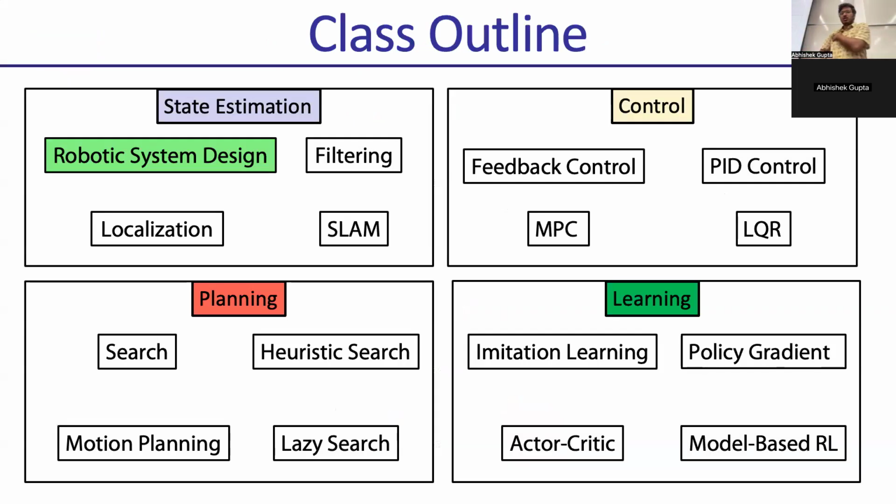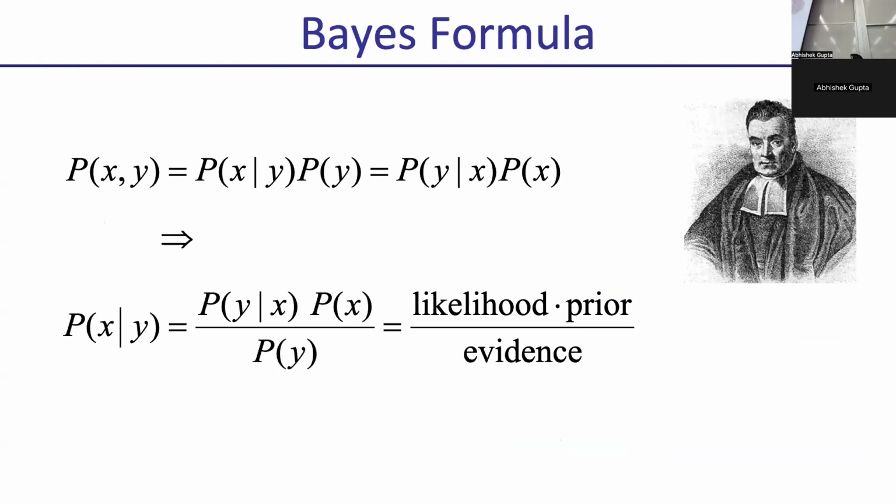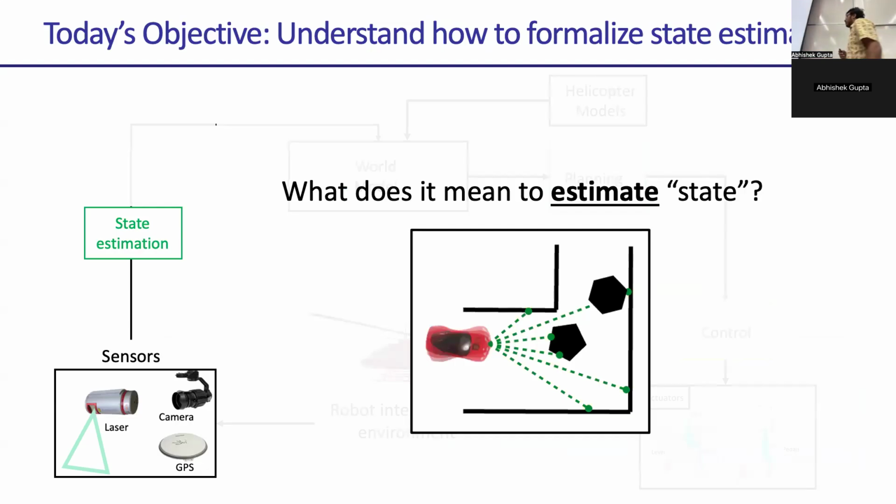Okay, so we talked about robotic system design. Today we're going to get into the details of filtering and localization. The important thing we covered last time was the Bayes rule. The Bayes rule tells you that if you have P of X given Y, you can write it in terms of P of Y given X and P of X. We're going to use that to construct our Bayesian filter. Specifically, we're thinking about the problem of state estimation. You have a car, where exactly is it, or what is our belief over where it is?